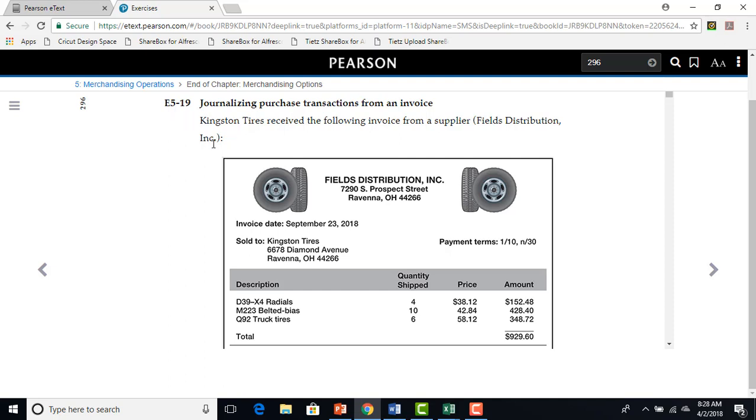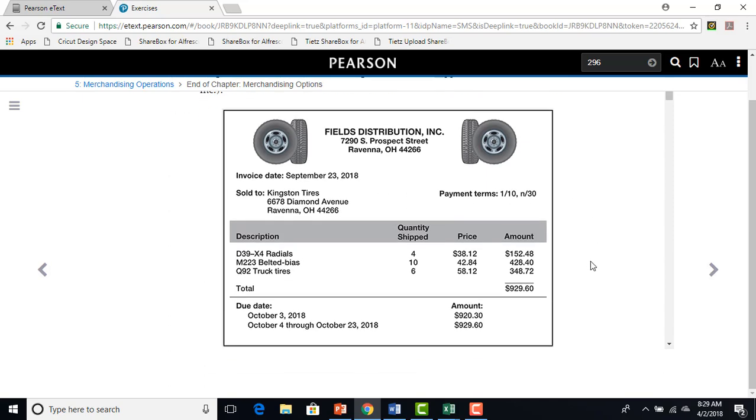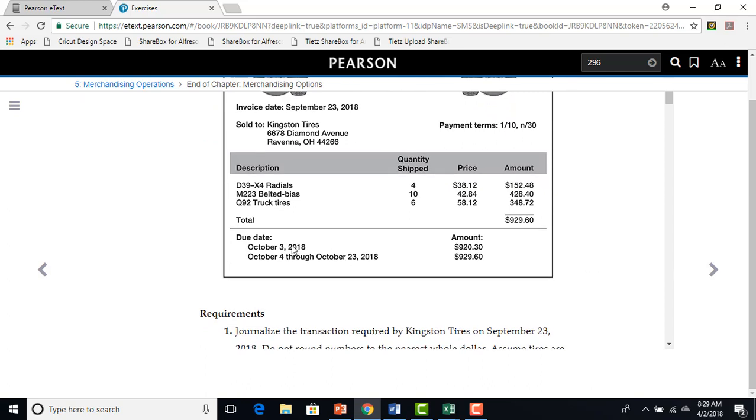So Exercise 19 walks us through some purchasing transactions, something we haven't seen in a while since we've been focused on sales transactions so much lately. Exercise 19 says Kingston Tires received the following invoice from a supplier, Fields Distribution Inc. And here's the invoice right here. We can see the invoice is dated September 23rd. It gives me terms of 1/10 net 30, which means, again, I get 1% off in 10 days, or I owe the full amount in 30 days. And it gives me some details of what I purchased. And then it gives me some calculations down here as far as a due date and how much I'd pay if I paid by those specific dates.